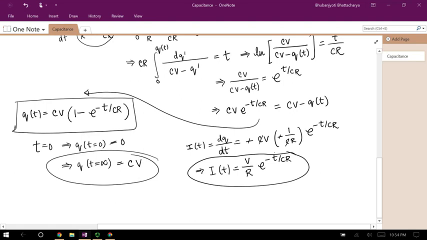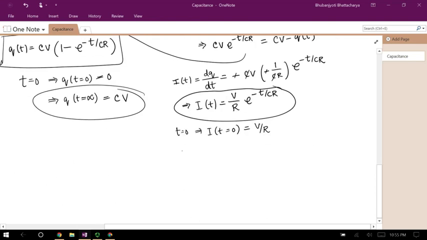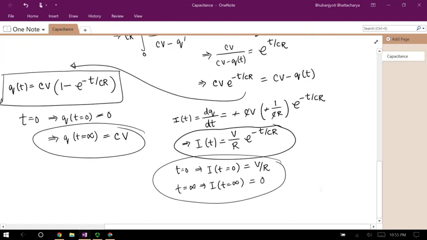So that's the current through a capacitor. And this tells us, again, at t equals 0, I at t equals 0 is equal to V over R. And at t equals infinity, I at t equals infinity is equal to, as t goes to infinity, this becomes 0. So after infinite time, the capacitive circuit has no current anymore.